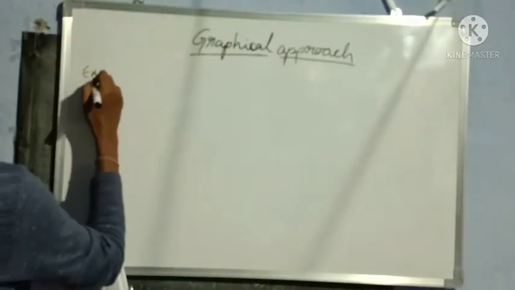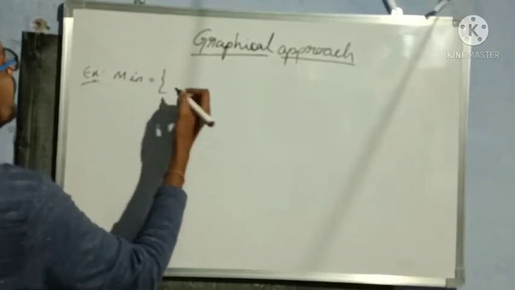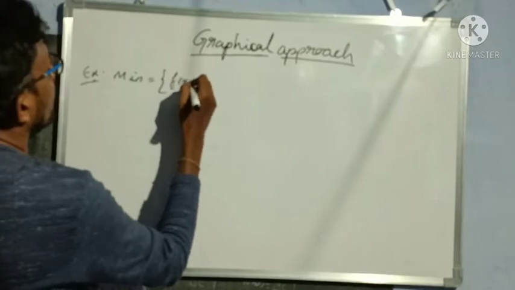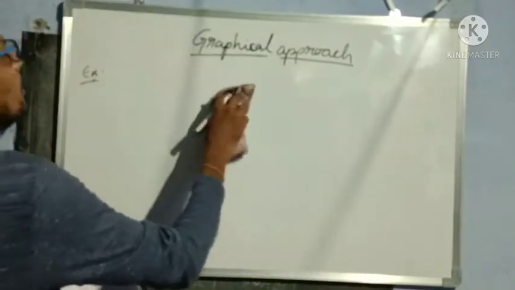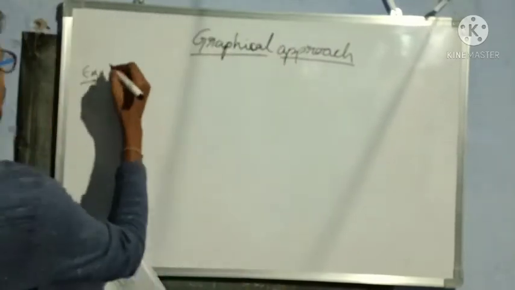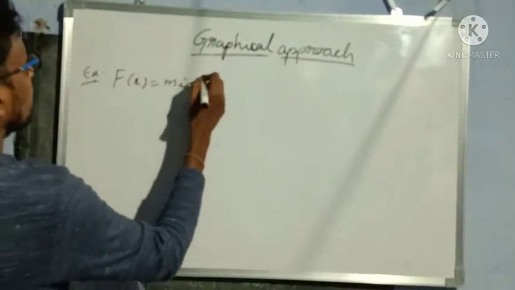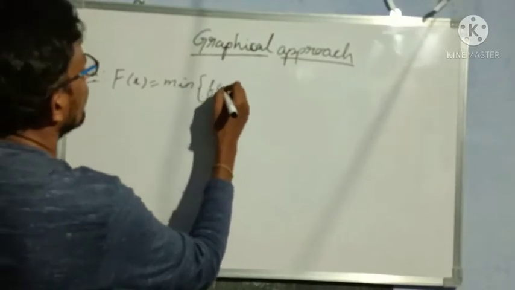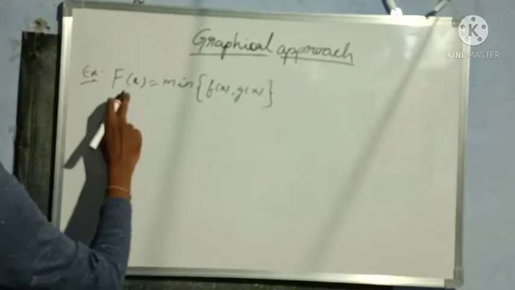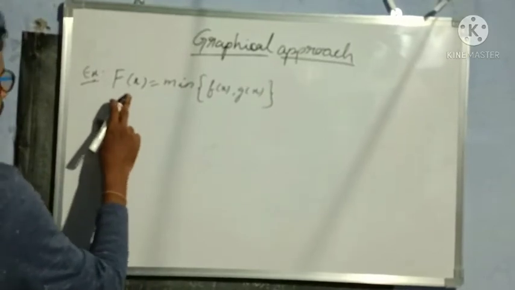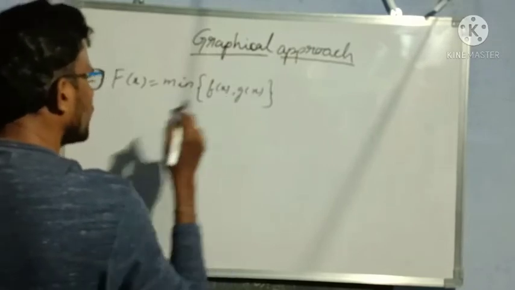So example for minimum, same: minimum of f of x. Sorry, not like this. There also I need to take capital F of x is equal to the minimum of two functions, that is f of x comma g of x. This becomes capital F of x. Previously also I should have written it like that, I'm sorry. So now, the minimum of f of x and g of x.